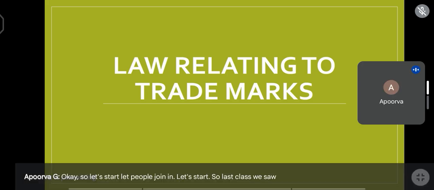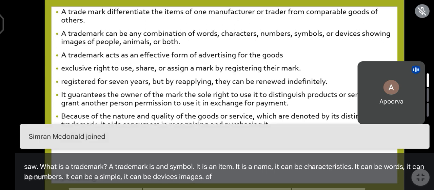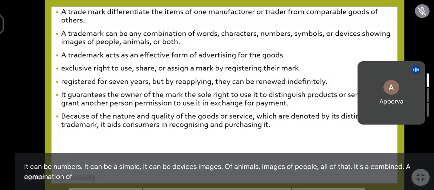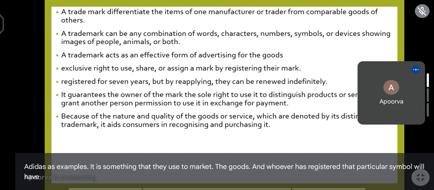We saw regarding law related to patents, and then devices, images of animals, images of people, all of that. A combination of all of that is called a trademark. Now we also saw examples of Apple, Puma, and Adidas. It is something that they use to market the goods, and whoever has registered that particular symbol will have the entire right over that particular mark.